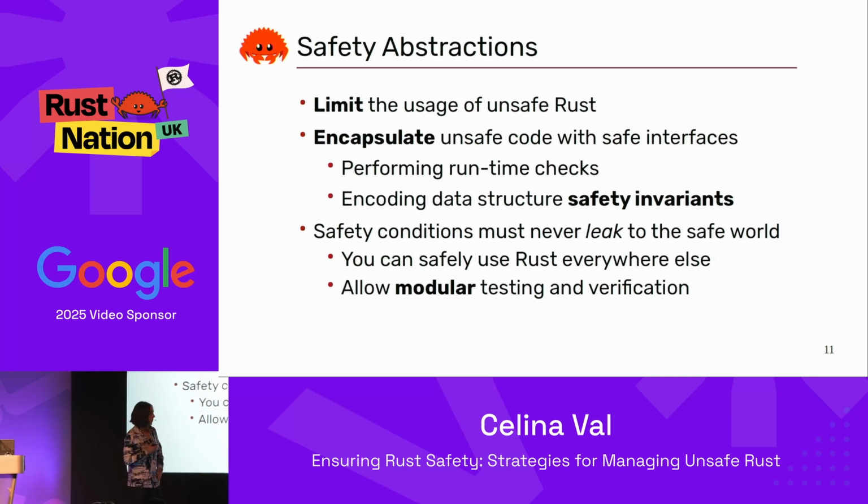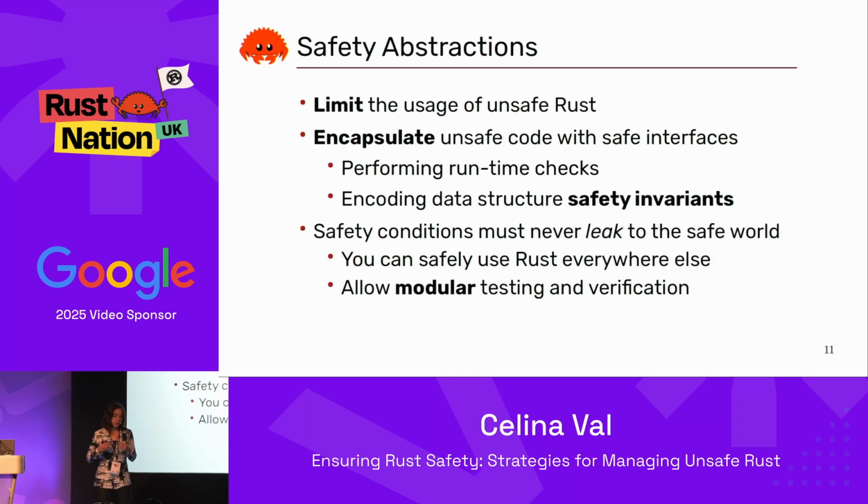And a very important thing when you're designing for safety and thinking about safe abstractions: safety conditions should never leak to the safe world. So a safety condition should never be exposed to the callers of your safe APIs, which means for whatever possible safe value of your inputs, whatever safe state you stay in, there should be no UB whatsoever. So this is very important.